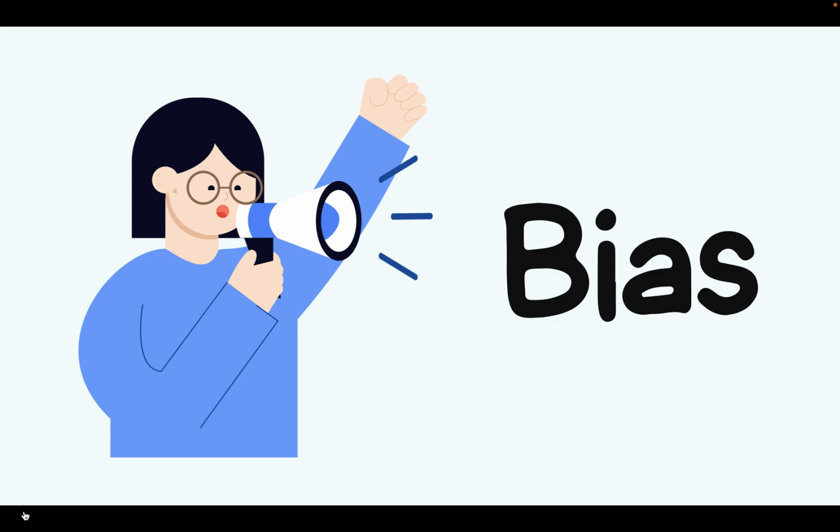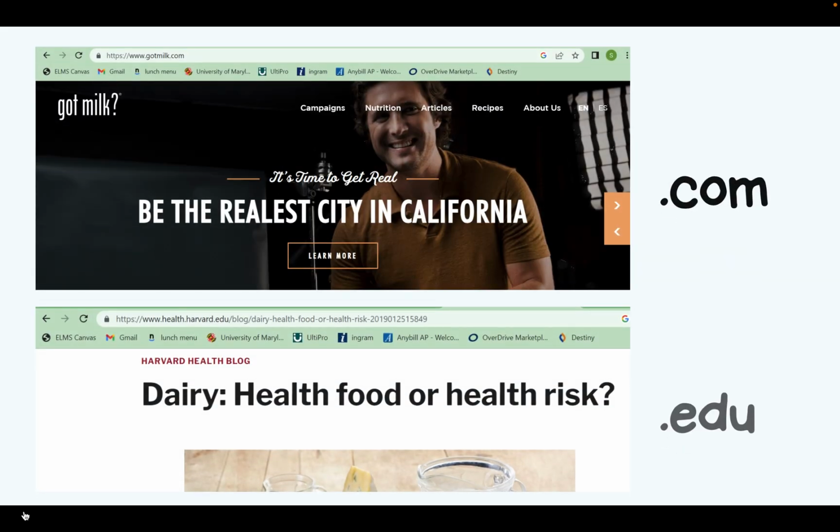Another thing to watch out for when finding out the purpose of a website is the bias. Bias means the author's personal feelings or opinions about the topic may be present, and they may be trying to persuade the reader. An article about the benefits of milk from GotMilk.com, an advertising campaign advocating for milk consumption, will have a very different point of view on the health benefits of milk than the Harvard Medical School website will. Both articles hold some sort of bias.